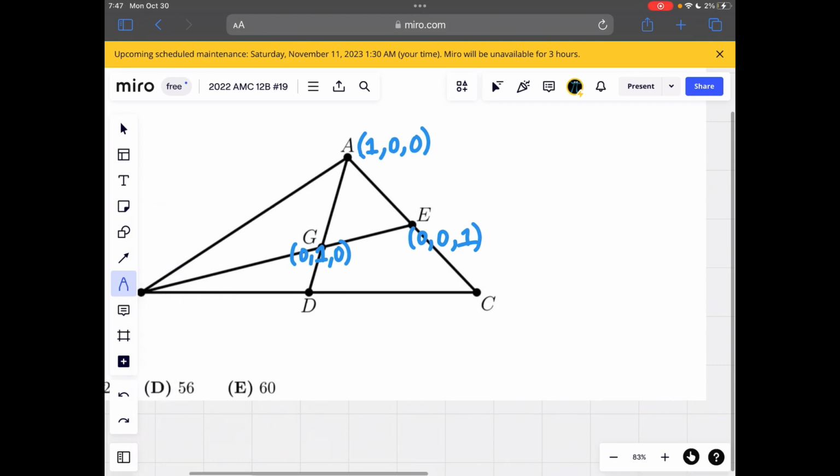We know that E is the midpoint of AC because BE is a median. That's what it means. BE is just the line that's drawn from B to the midpoint of AC. So E is the midpoint of AC. And so we must have that C is located at the point -1, 0, 2. Because that way the average of each barycentric coordinate of A and C is equal to the corresponding barycentric coordinate of E.